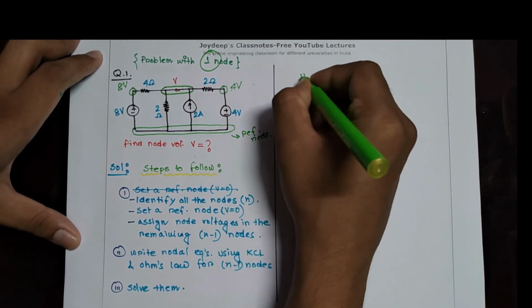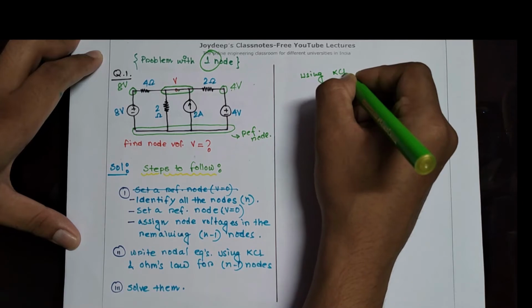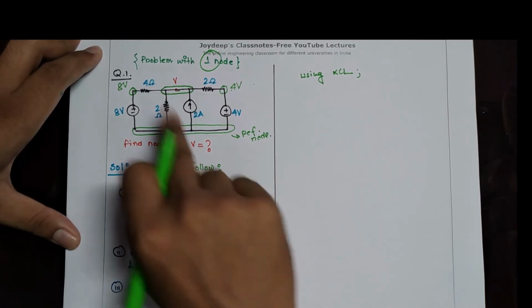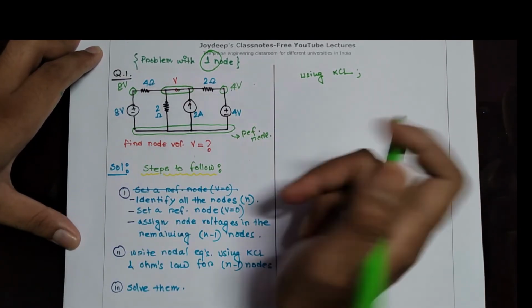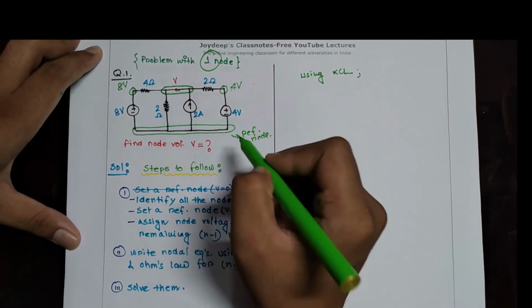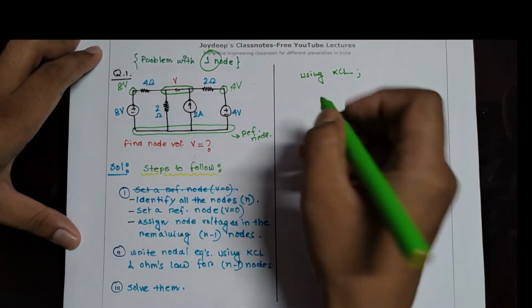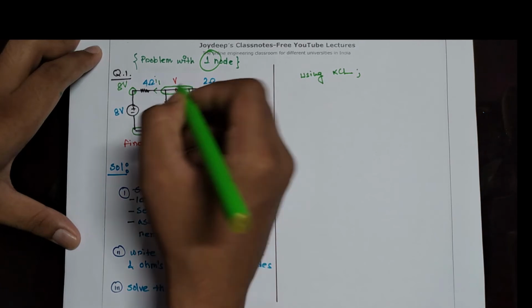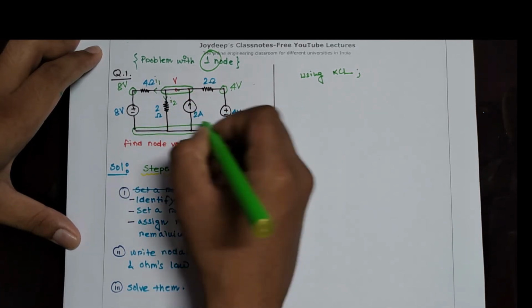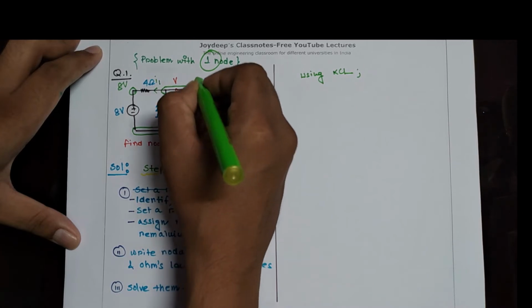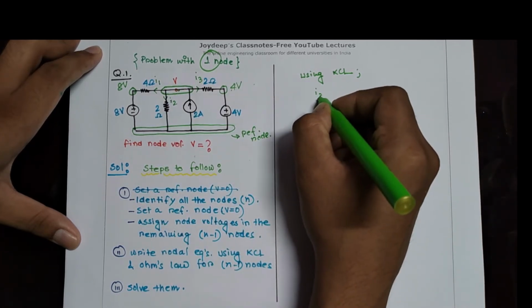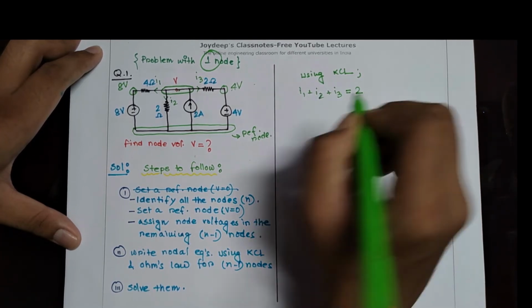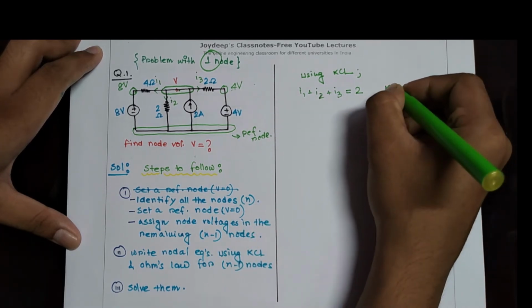So using KCL, this is only a single node, so we have assumed there are 2 nodes excluding these nodes, because we know these node voltages. So that's why n-1 is 2 minus 1 is 1, so that is this node. At this node we'll write down the equation. Let us assume there is a current I1, there is a current I2, this is an incoming current at this node, and this is a current we'll assume I3. So I1 plus I2 plus I3 is equal to 2 amps. Clear? This is using KCL.